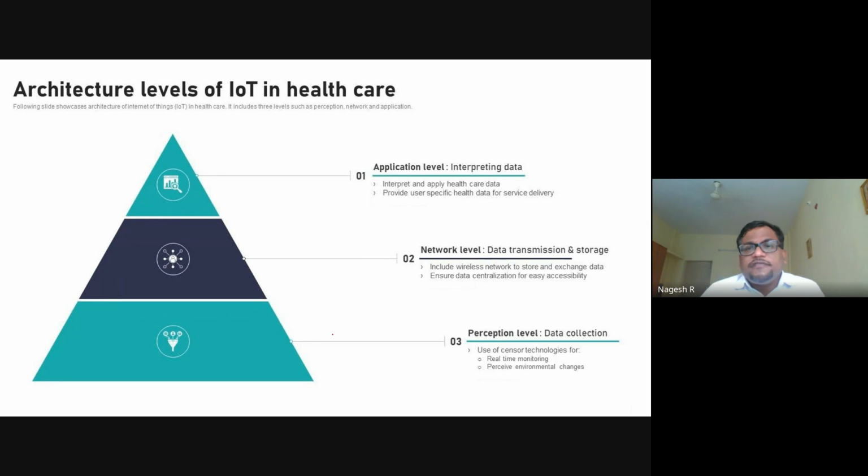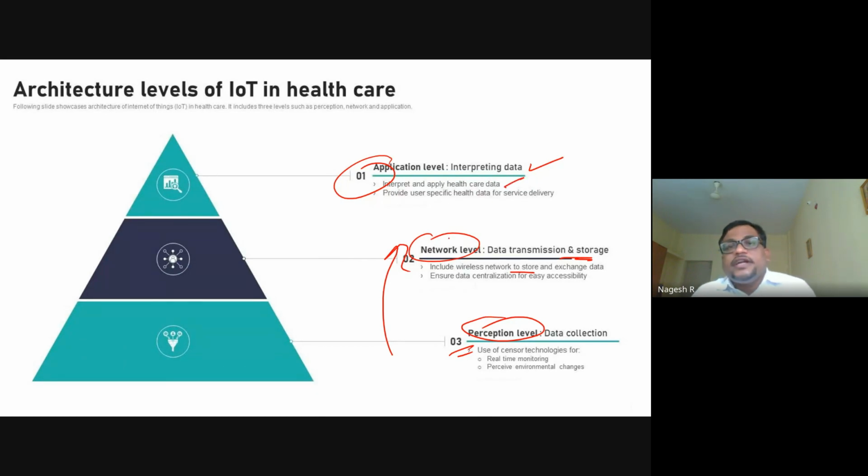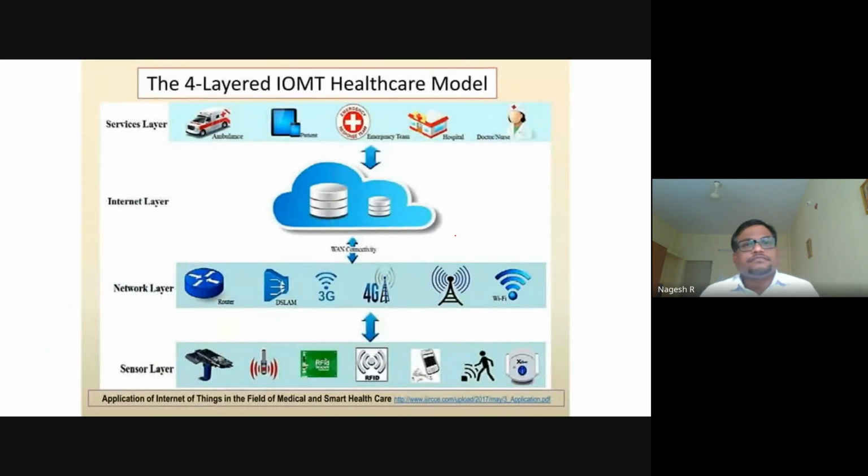The architecture of IoT is as follows. At the lowest level you have data collection, as I mentioned, which is the perception level. The network level handles data transmission and storage, which includes wireless networks to store and exchange data. At the application level, the data which has been gathered is interpreted and applied, providing user-specific health data for service delivery.